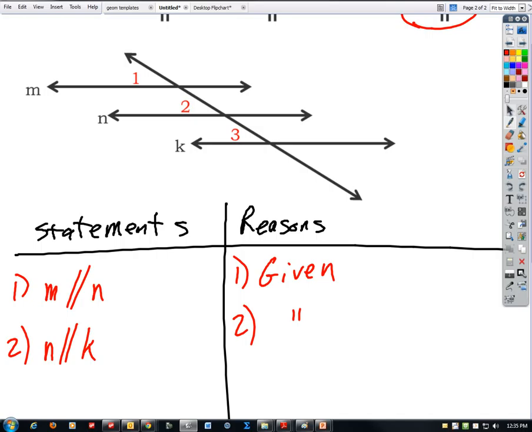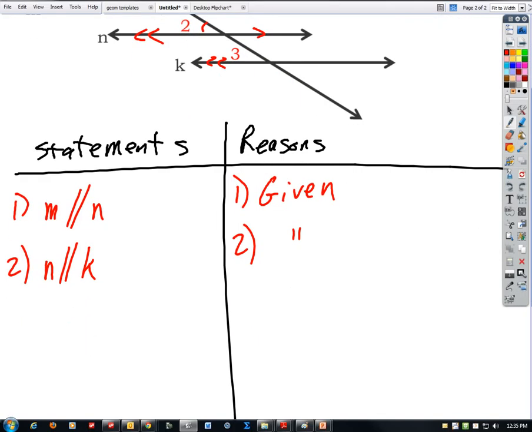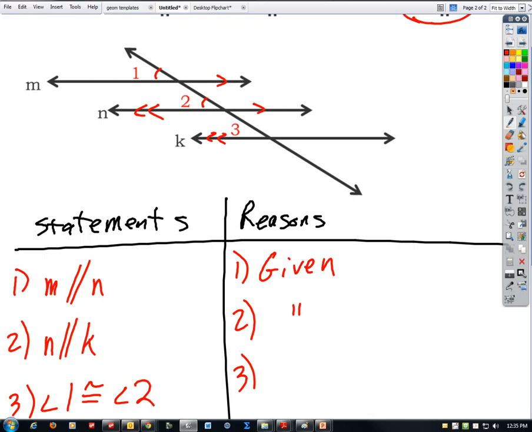Yeah, okay, we could write that in. So we know this. Those two are parallel, and those two are parallel, right? What about the angles? Let's just focus on the first two. The fact that M is parallel to N, does that tell us any angle relationship? What? Oh, 1 and 2 are congruent. Yeah, good. So 1 is congruent to 2. Okay, so let's add that statement. Angle 1 is congruent to angle 2. And what's my reason for that one?